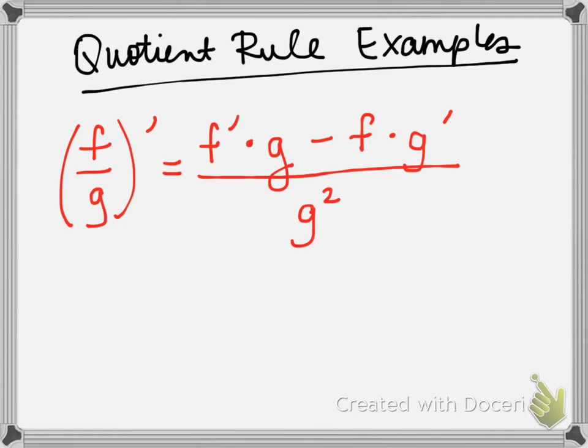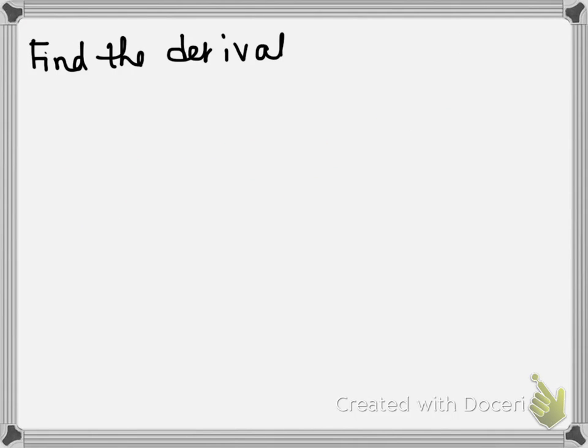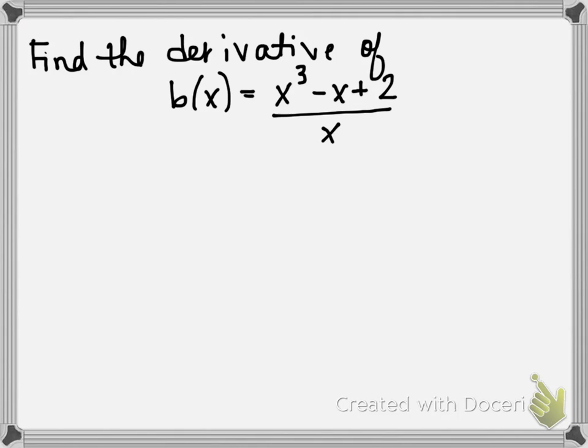Okay, let's keep this one in mind. So let's find the derivative of b of x, which is x cubed minus x plus 2 all over x. This should look familiar to you. You should have done this in class already. Make sure that you know what the derivative in class was, so look that up, because in class we did this another way. But also try it on your own using the quotient rule before I do it. So go ahead and press pause now, because now I'm going to do it.